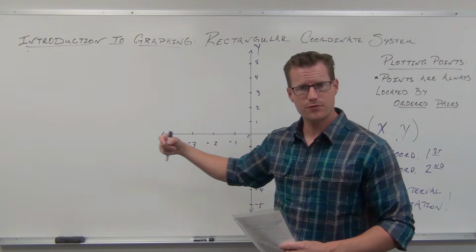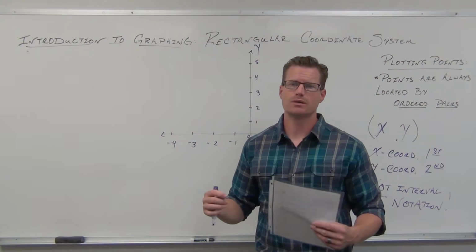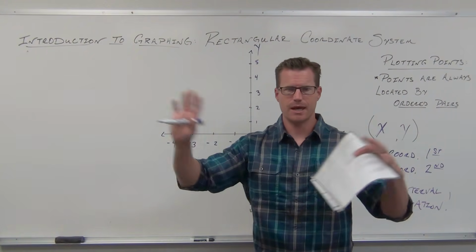By the way, that word for points on a plane that are not connected in any way, shape, or form is called a scatterplot because they're just scattered up there.